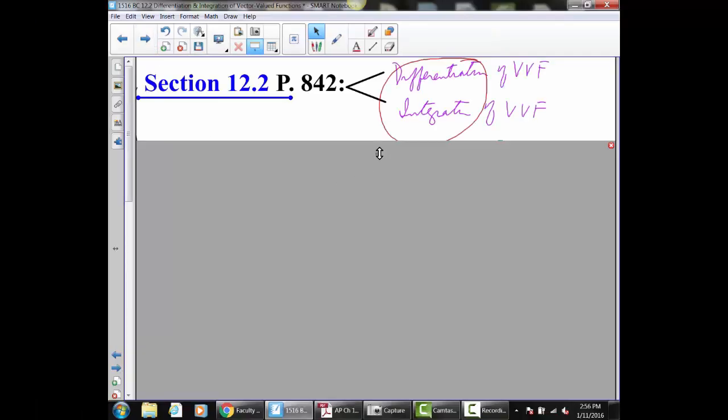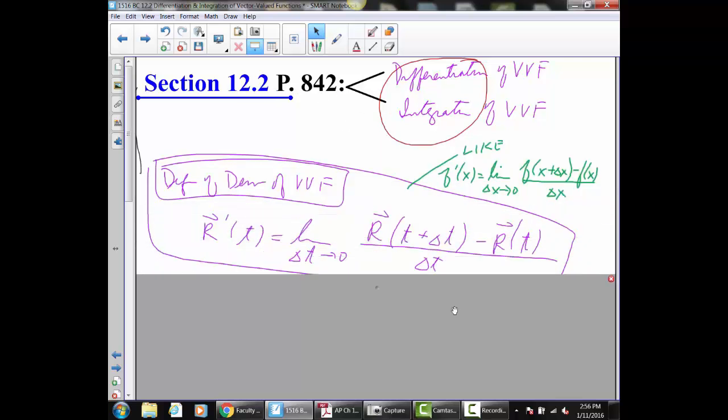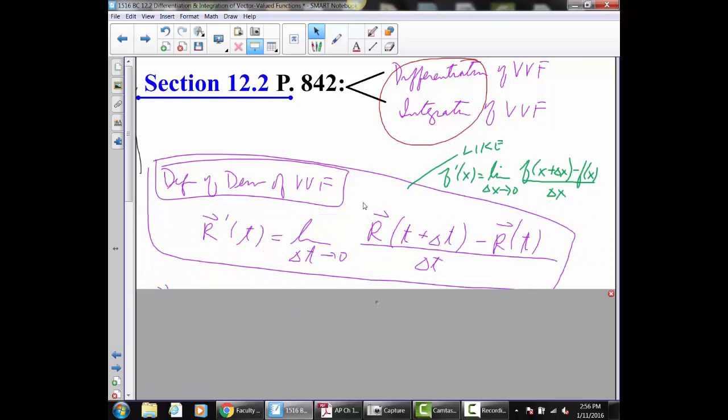So, on page 4, we're in section 12.2, page 842, and again we're going to do differentiation and integration. First of all, they start off with what they call the definition of the derivative of a vector valued function. It's the limit definition. If you remember when we first introduced derivatives last year, we had f prime of x as the limit as delta x goes to 0 of f of x plus delta x minus f of x over delta x.